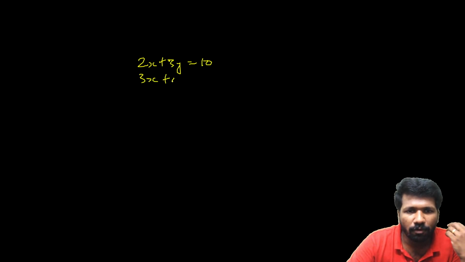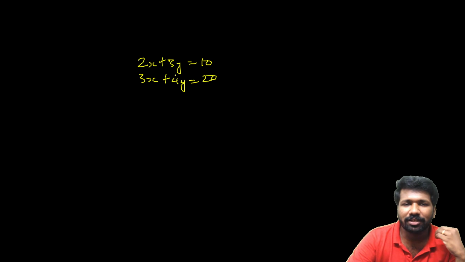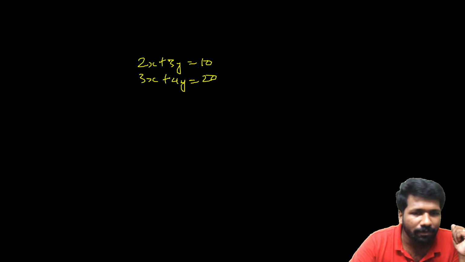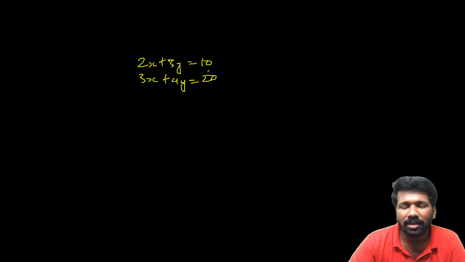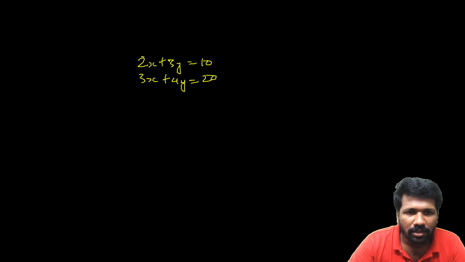Especially, for example, one equation is 2x plus 3y is equal to 10. Another equation is 3x plus 4y is equal to 20. In this case, substituting will give a complicated fraction. So instead of that, what you can do is the elimination technique. What is the elimination technique here? This is 2, this is 3. So make both of them equal.